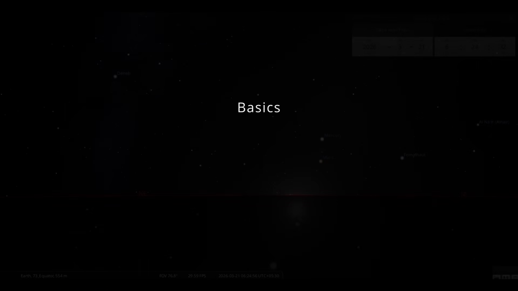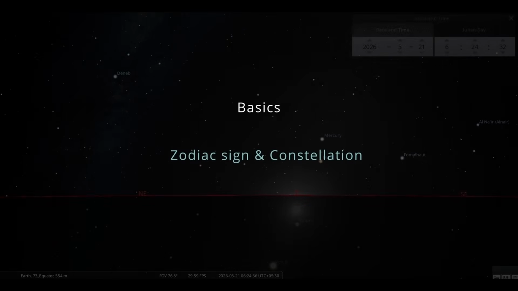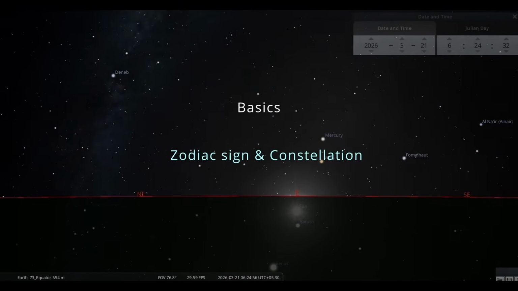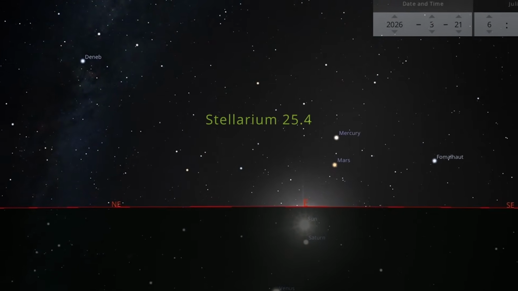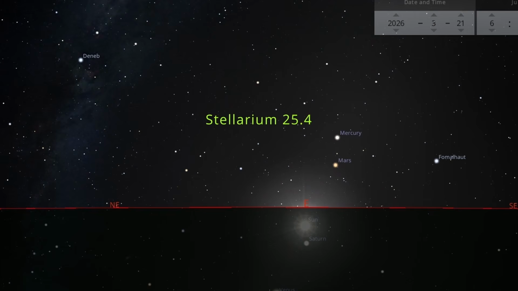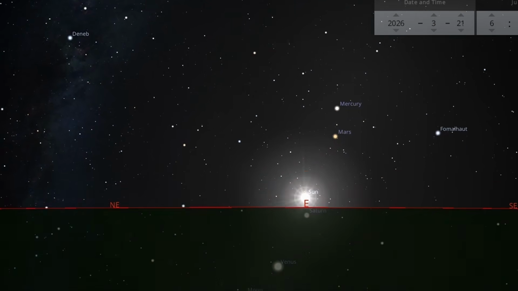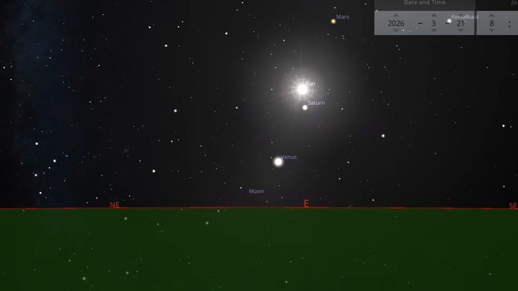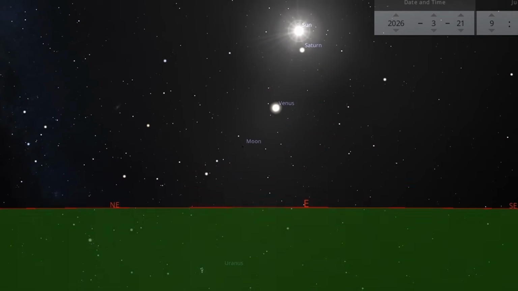As usual, let us start with the basics. We'll try to address the difference between zodiac sign and constellations. This is the Stellarium software and the location is 73 degrees east on the equator. We are facing eastward and it is 6 o'clock in the morning. Sun is about to rise. We can see planets Saturn and Venus and so many other stars in the sky.